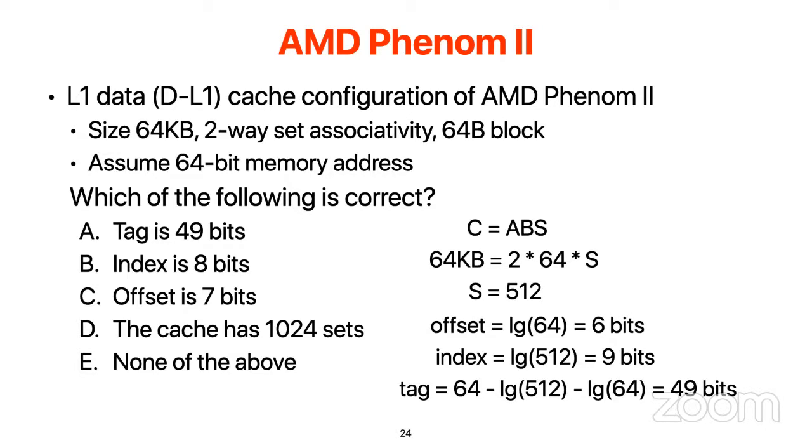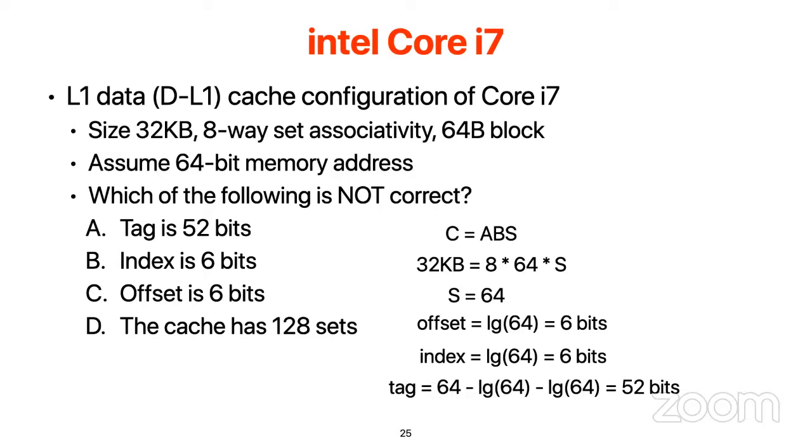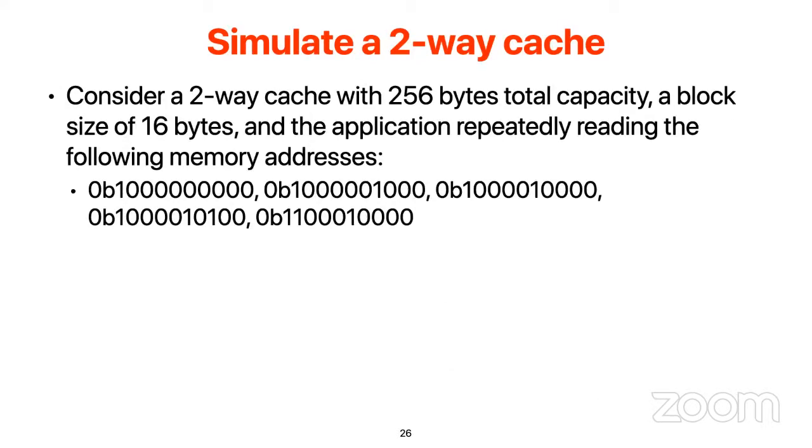So that's how you derive these numbers for your Phenom 2. And Intel Core i7 does the same. The index and offset are 6 bits each, and the tag is 52 bits. You might ask, why do I need to know this? The reason is that in many cases, before we run a program, we want to analyze whether this program is going to be efficient on the real processor. So you have to evaluate and simulate if this is possible.